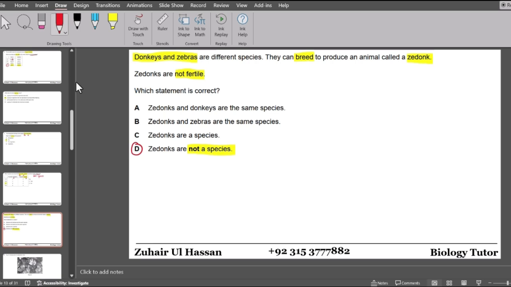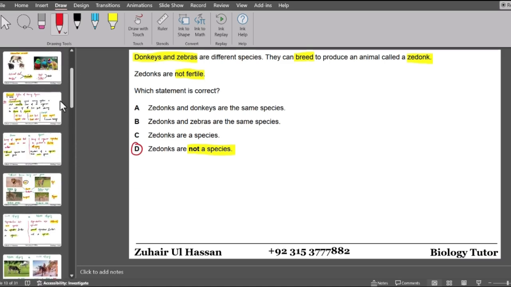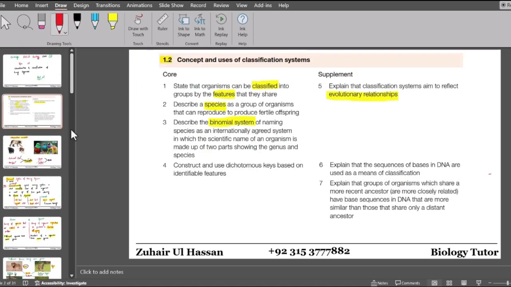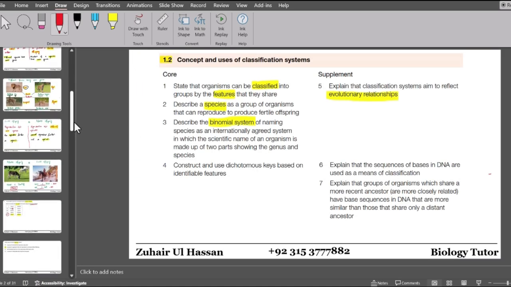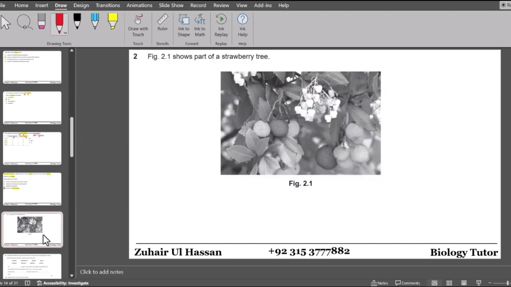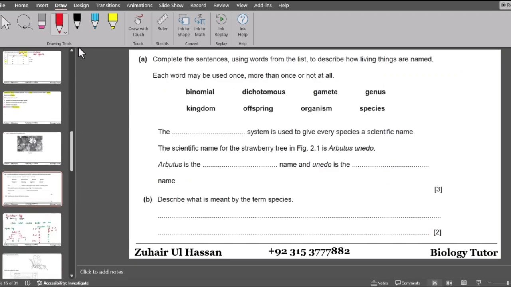So these are some samples, some MCQs, by which you can get the idea of how questions can come in the form of MCQs from 1.2, 0.1, 2, 3 and 5. Similarly, if we talk about the theory questions, here we are given a figure, 2.1, and some blanks are there, which we have to complete.